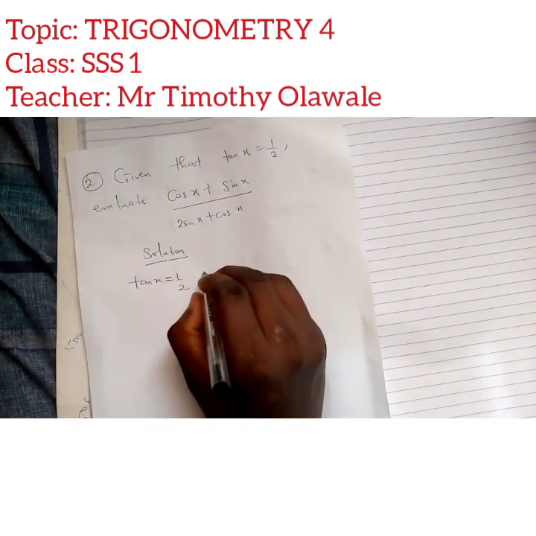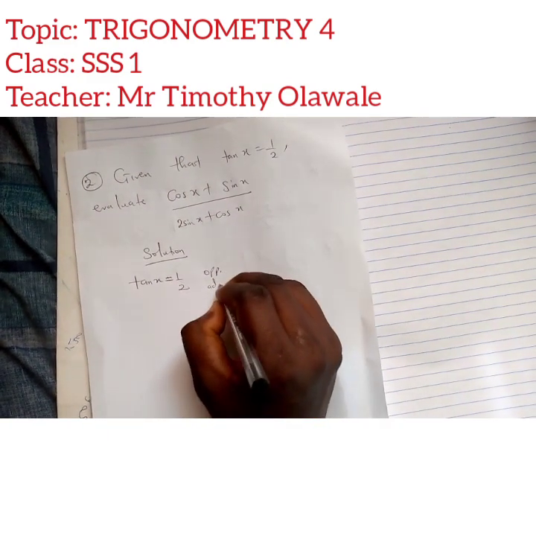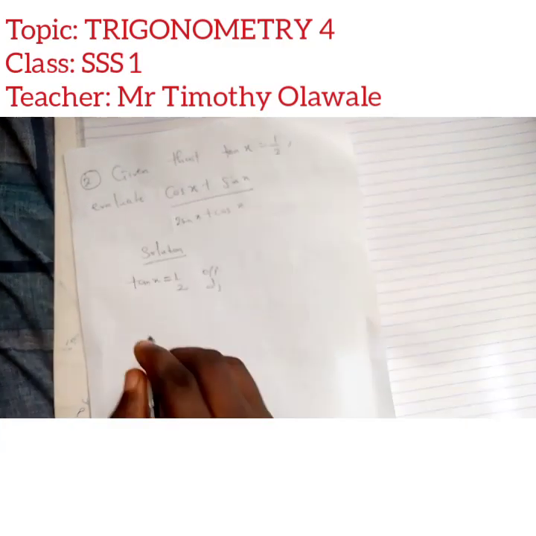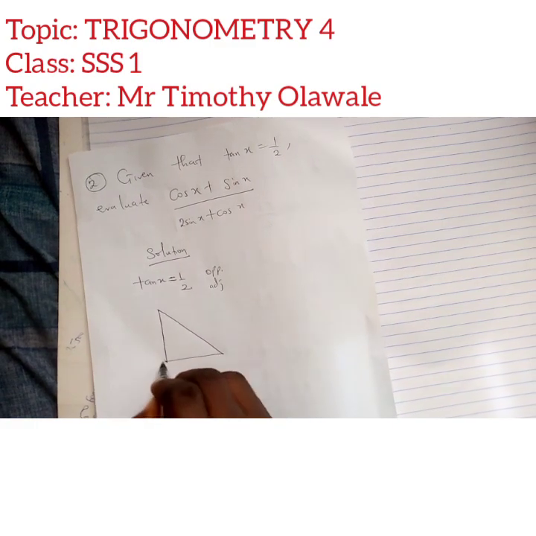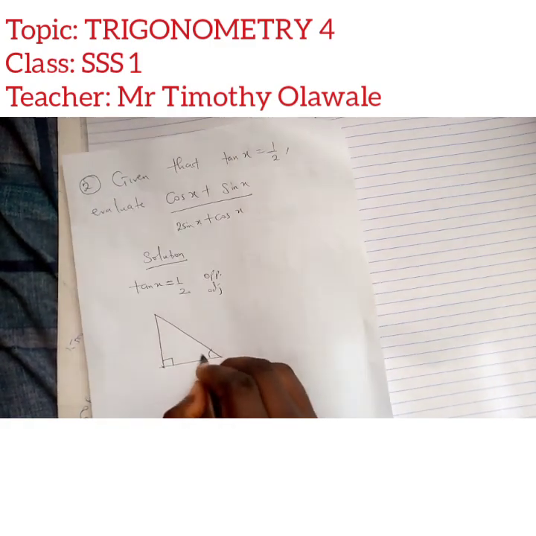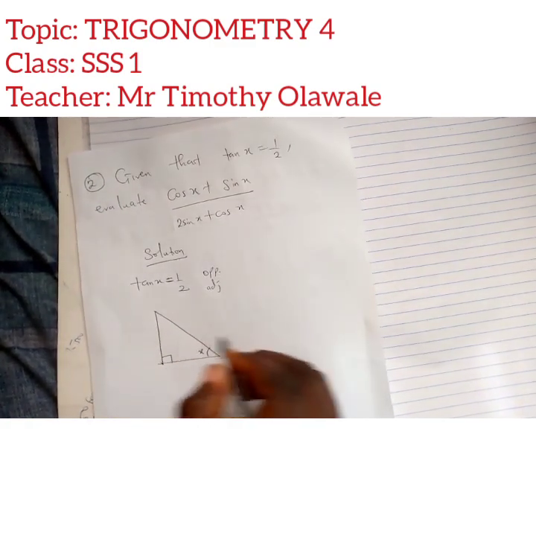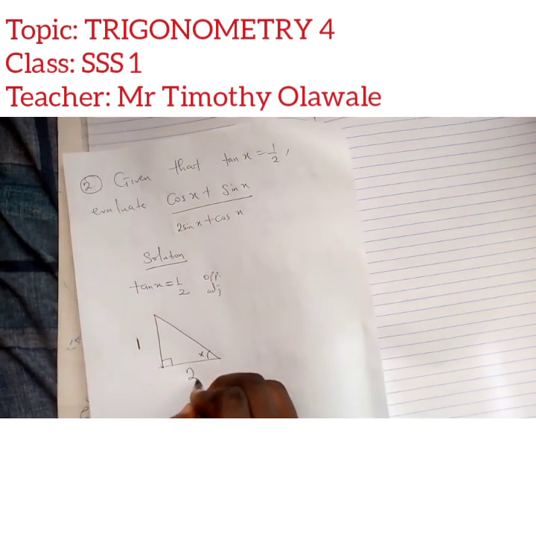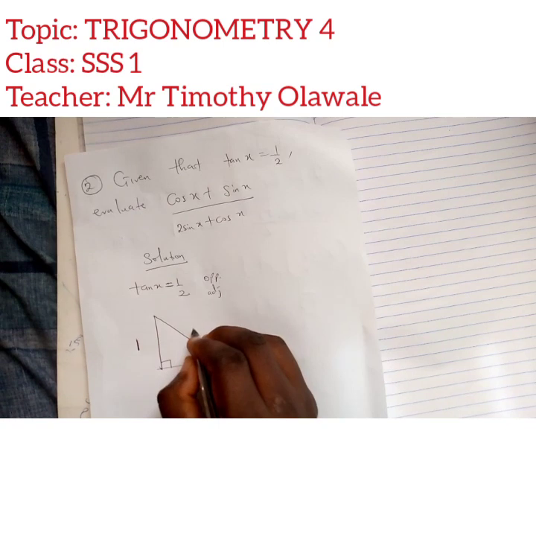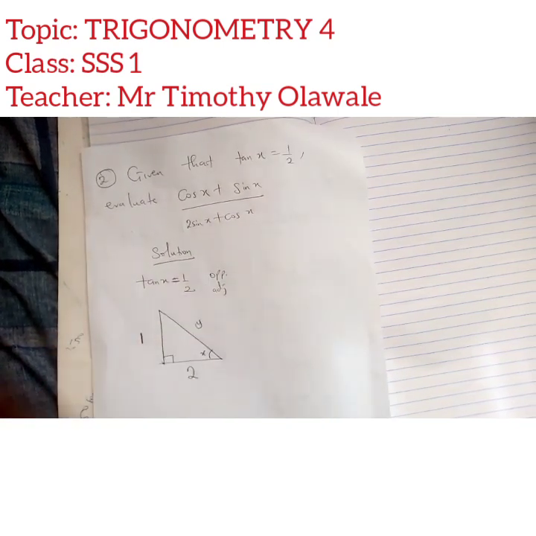Now, what is tan? Opposite over what? Adjacent. All right, so we can redraw the triangle that must have given us tan x equals 1 over 2. Let's assume this is x. Our opposite is 1. Our adjacent is 2. Are you with me? But we do not know the hypotenuse. Let's call the hypotenuse y.